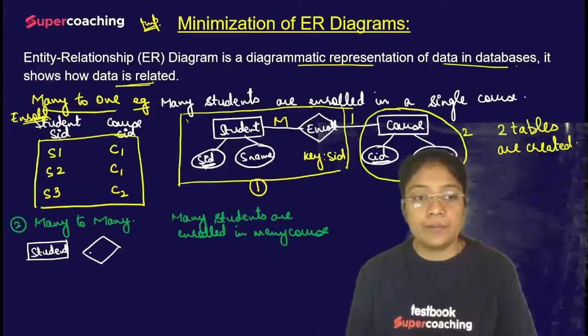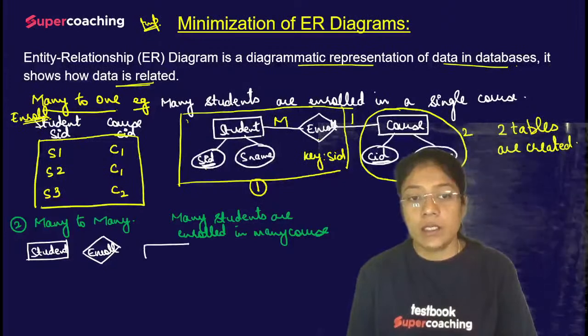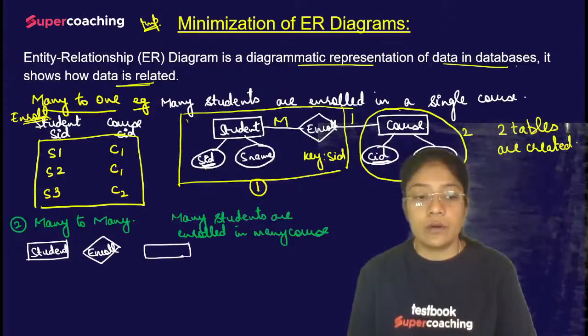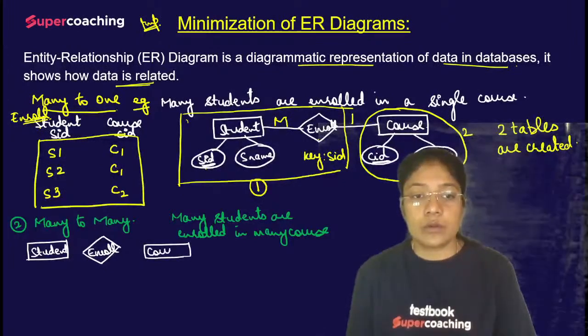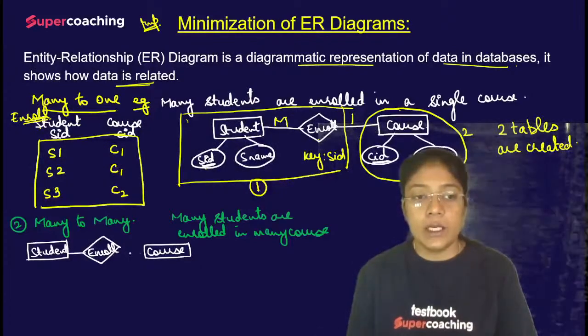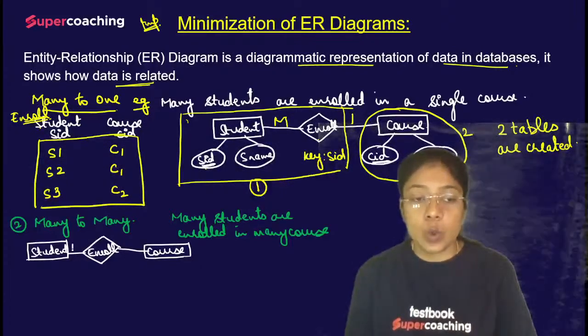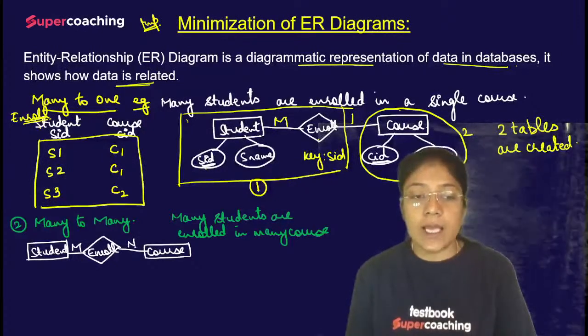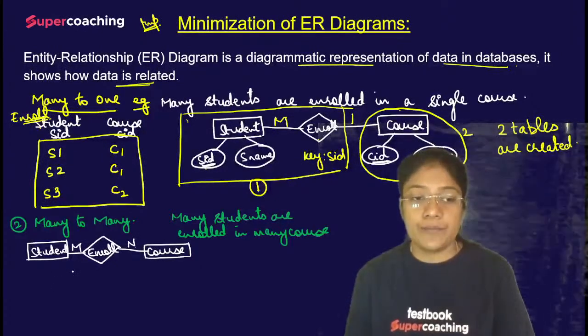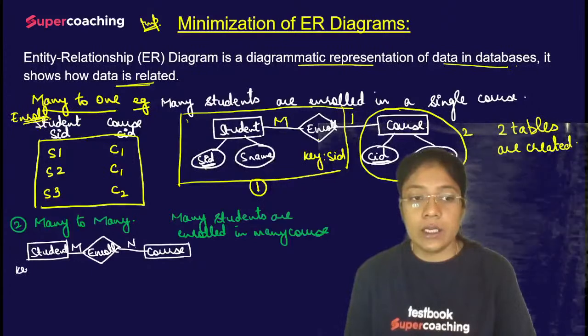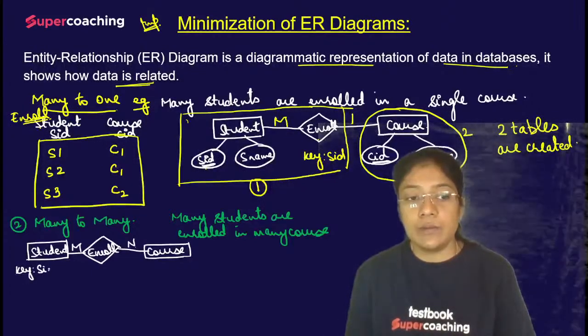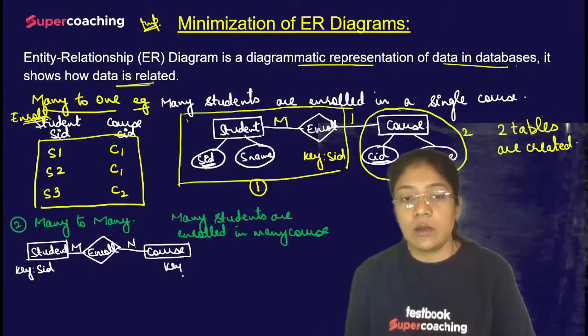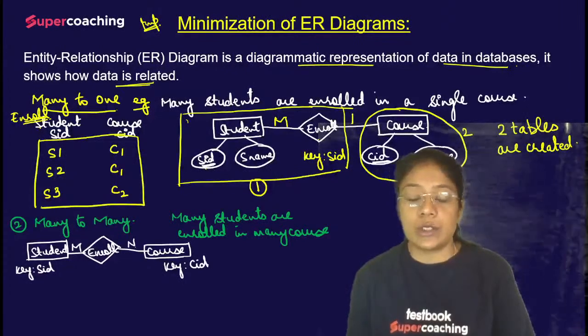Enrolled, and here we have course. Many students are enrolled in many courses. For example, here the SID is the key for this relation. The key is the course ID for this relation.